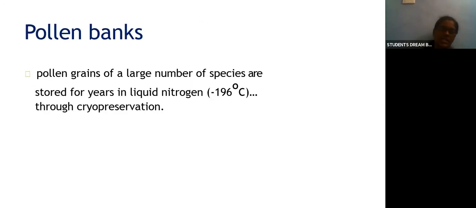For this reason, they have created something called a pollen bank. What is a pollen bank? The pollen grains of a large number of species are stored for years in liquid nitrogen, at minus 196 degrees Celsius. This process of storing in liquid nitrogen is known as cryopreservation. From liquid nitrogen we get the term cryo. Using this method, the pollen grains are stored even for years.